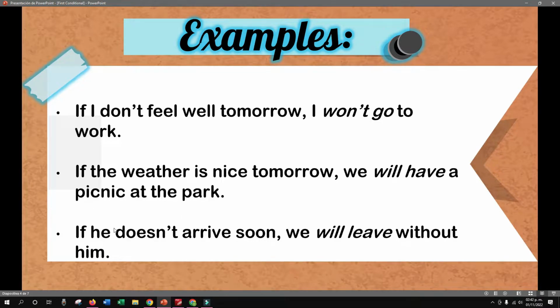Or if he doesn't arrive soon, comma, we will leave without him. So the if clause, doesn't, that is in simple present but negative, right? So if he doesn't arrive soon, comma, because we start with the if clause, right? We will leave without him. That is the main clause in future, right?